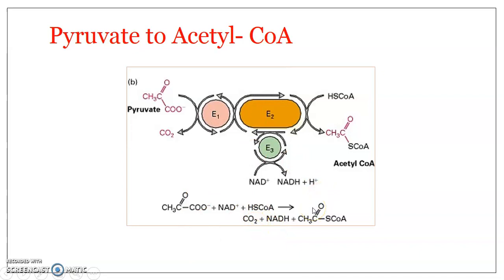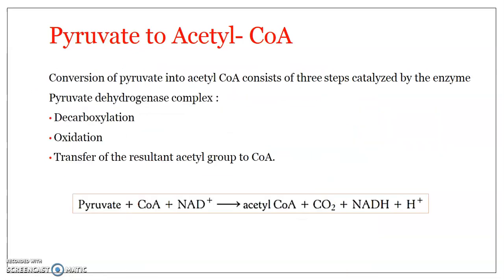So we have the pyruvate getting converted to acetyl coenzyme A, and it requires the pyruvate dehydrogenase complex, which is an enzyme complex formed of 3 separate enzymes, and each of these enzymes is responsible for decarboxylation, oxidation, and the transfer of the acetyl group to coenzyme A and resynthesis of the lipoic acid. So all these 4 are the steps involved in pyruvate to acetyl coenzyme A conversion.